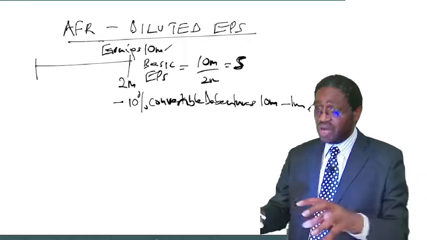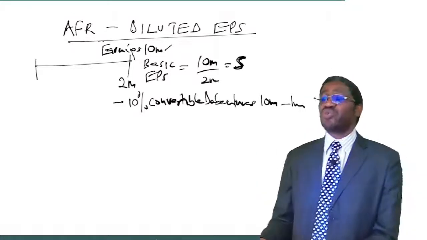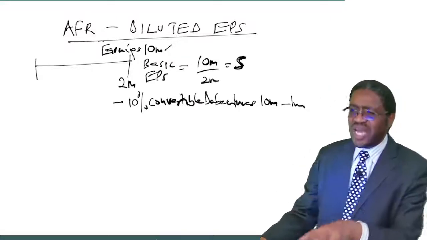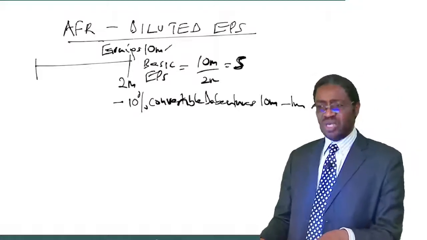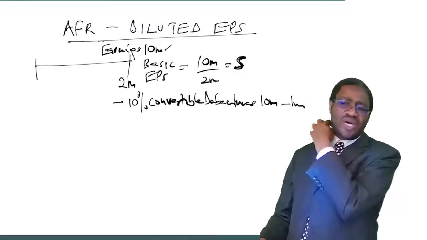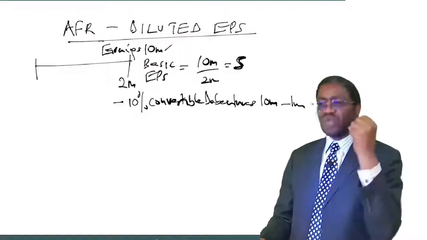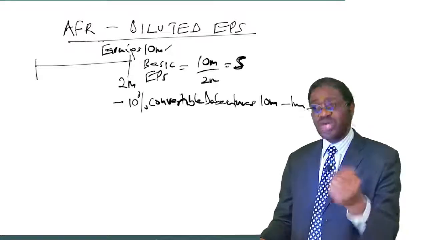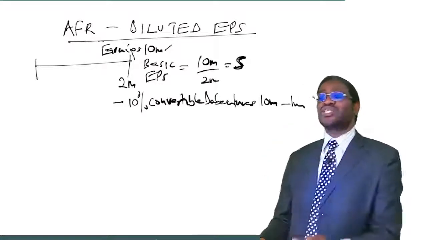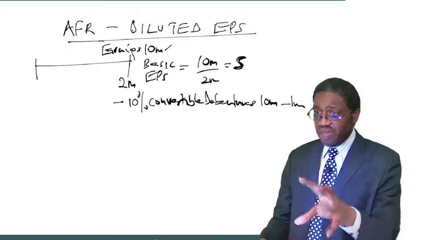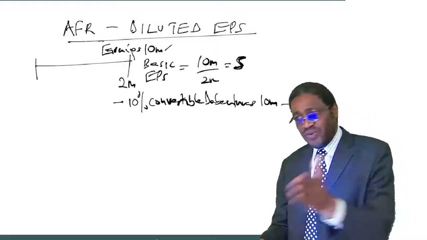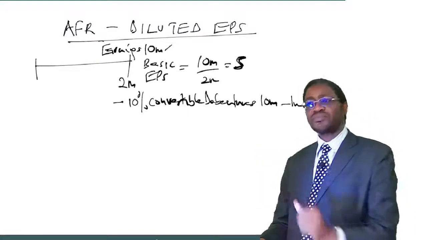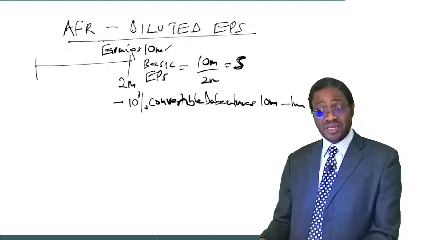We shall discuss how to compute it, but now we just want to know what are these kinds of financial instruments which are likely to give the holders the opportunity to own ordinary shares in the future. One of them is convertible debentures. Okay? Listen.